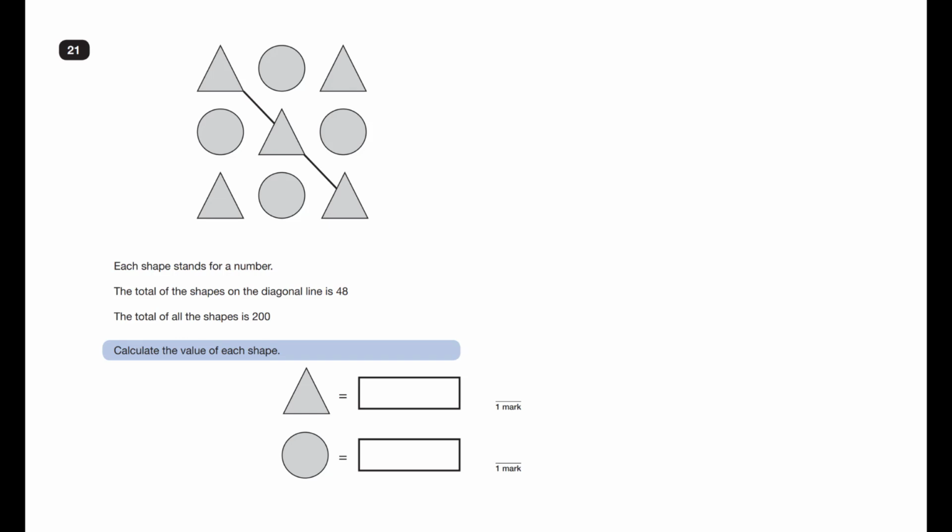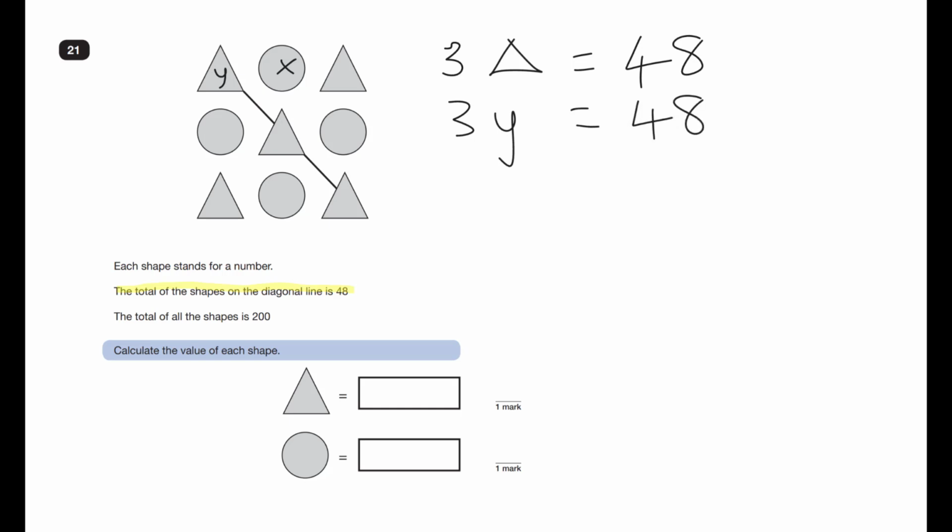Okay, so we first of all look for the most obvious clue, and it's usually one that's given. So we've got here the total of shapes on the diagonal line is 48. So let's have a look at what we've got. We have 3 lots of triangles. Now, if we were to think about these as letters, we could say a circle is x and a triangle is y. So we have 3 triangles, or we could say we have 3y, and that is equal to 48. 3y is 48, 3 triangles is 48.